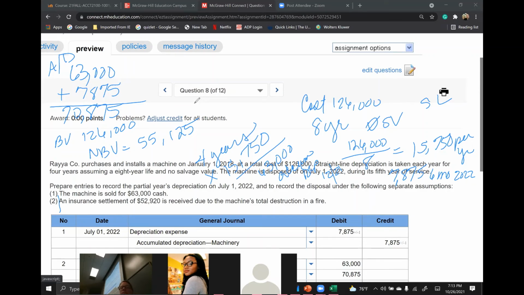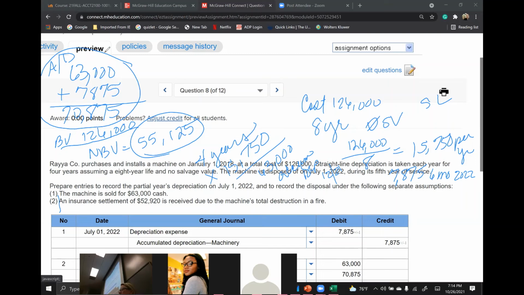The machine sold for $63,000 in cash. Well, this is where I'm at right now. So did I have a gain or a loss? If I sell it for $63,000, a gain. So remember my asset was 126. This was my book value, 126 for that asset. That's what it gave me. And then this is what I accumulated over that 4.5 years, 70,875. So I have to deduct that from the value that I had initially, which is the 126.